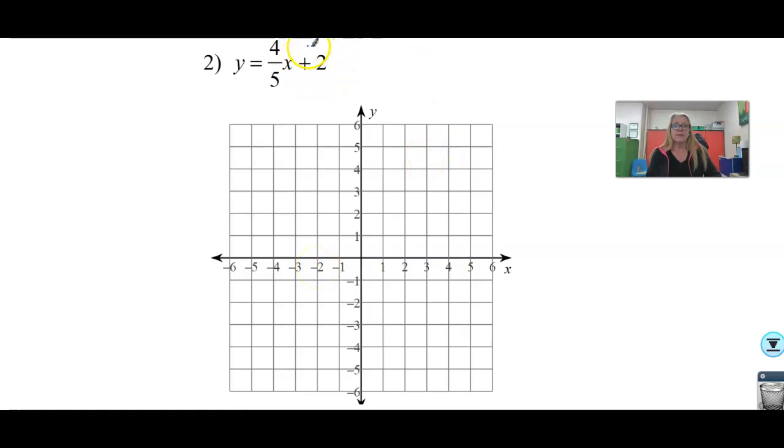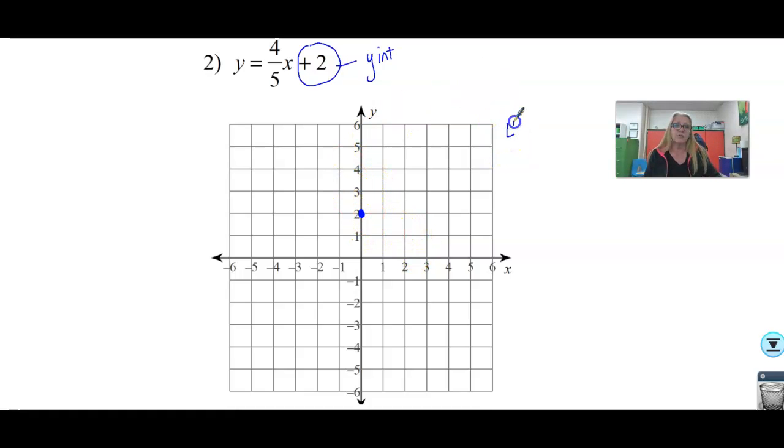Here, our y-intercept is +2. So we're going to put a dot on the y line at +2. Remember, this is called the y-intercept. A common mistake kids make is they'll put it on the x-axis. Don't do that. It goes on the y-axis.